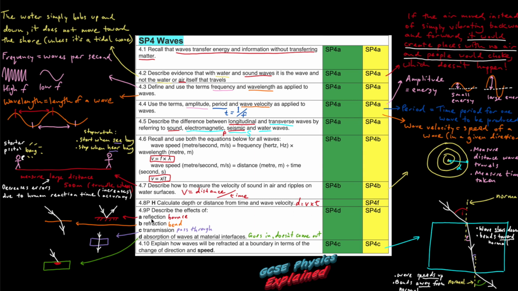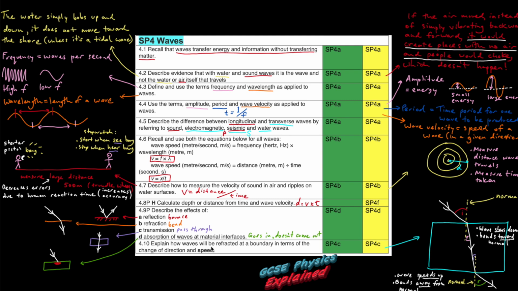Describe the effects of reflection. Well, that just means bounce, like that. Refraction, well, that just means bend when it enters a different material. Transmission means to pass through, and absorption of waves at material interfaces means it goes in but doesn't come out, just like that. If the wave had energy, which it will have, then that energy is now in the substance and the substance will heat up.